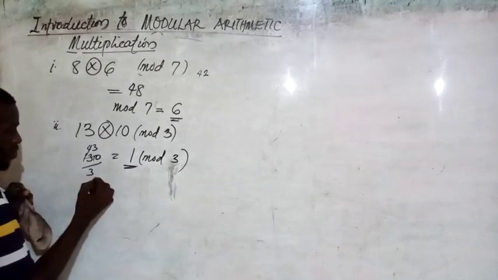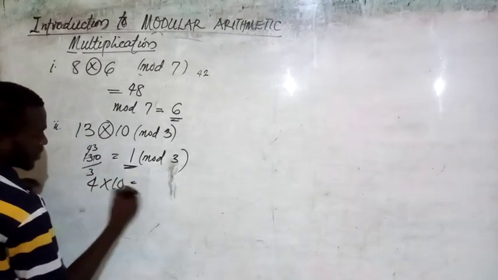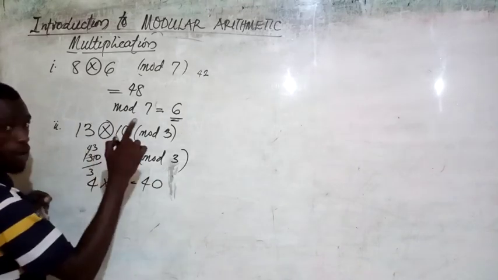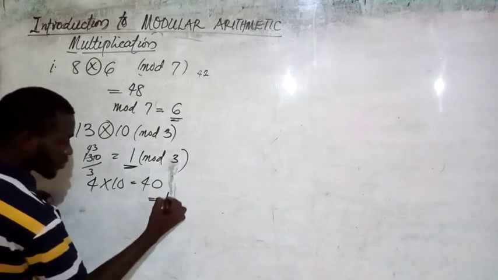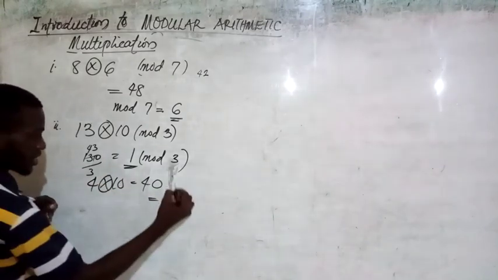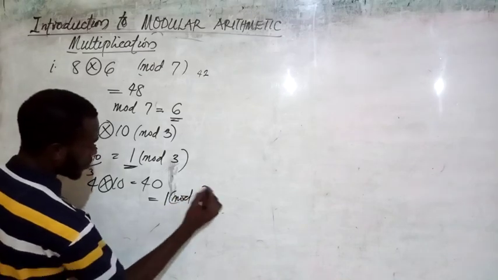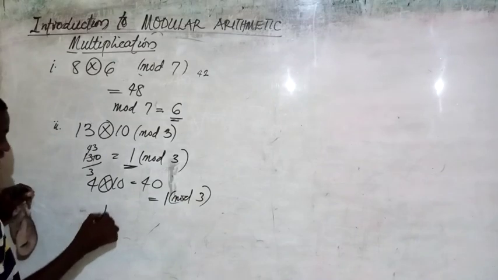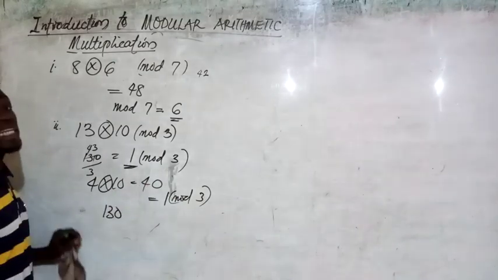So for example, I do 4 times 10. 4 times 10 is going to be 40. So 40 divided by 3 is 13 remainder 1. So it means that it's going to be 1. So 4 times 10 in mod 3 is going to be 1, as well as 13 by 10 in mod 3 is going to be 1. So it means that 130 and 40 are the same in mod 3.